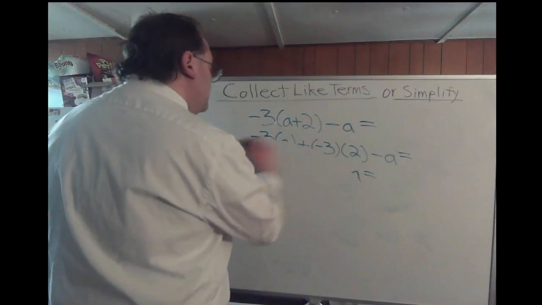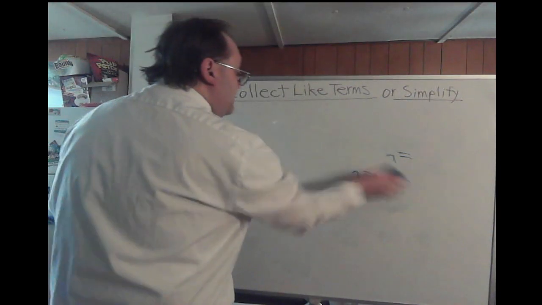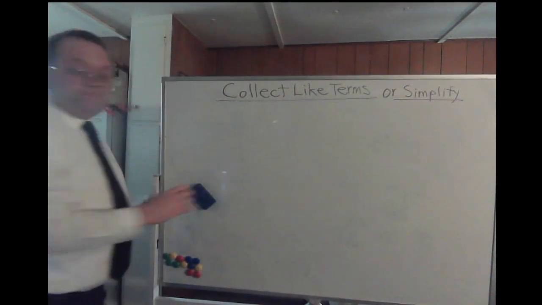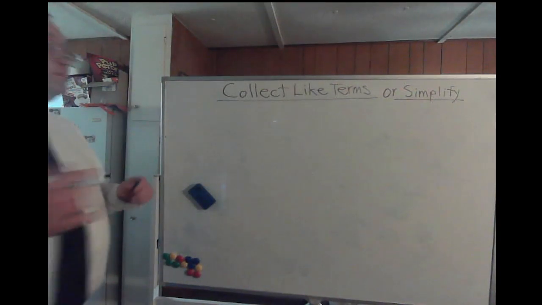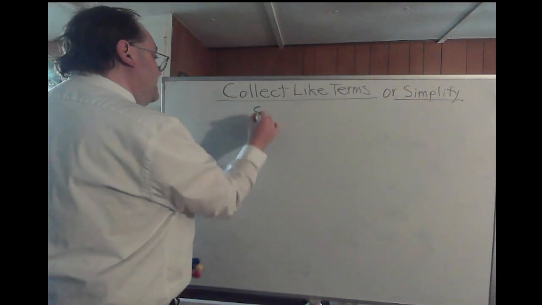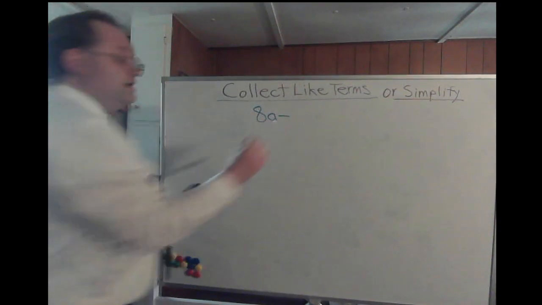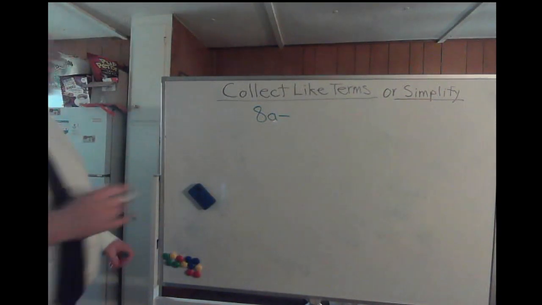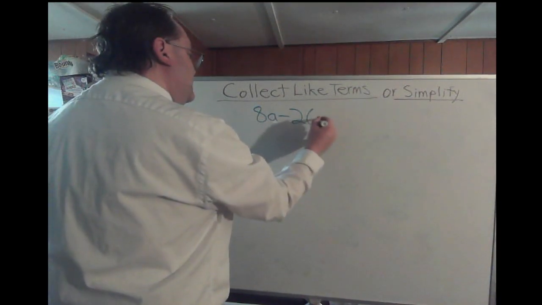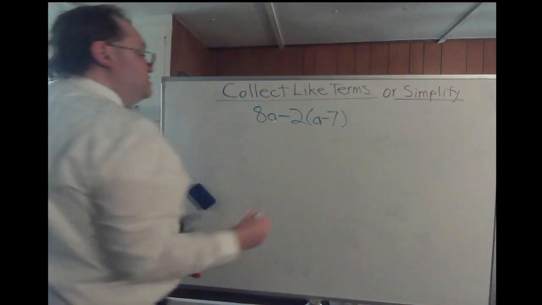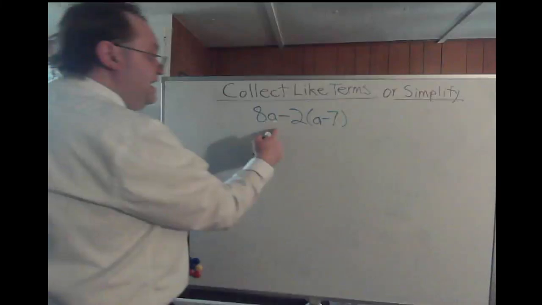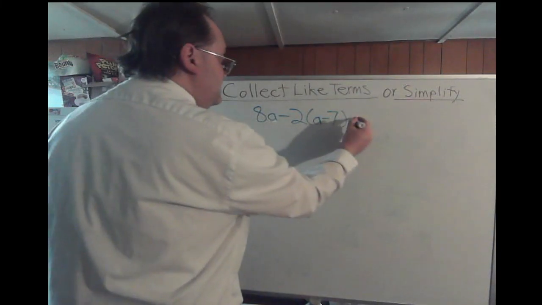Alright. I'd like to do one more, and then I think that should be it. What are we going to do here? We'll have 8a minus 2 times a minus 7. Okay? So, we have 8a minus 2 times a minus 7.